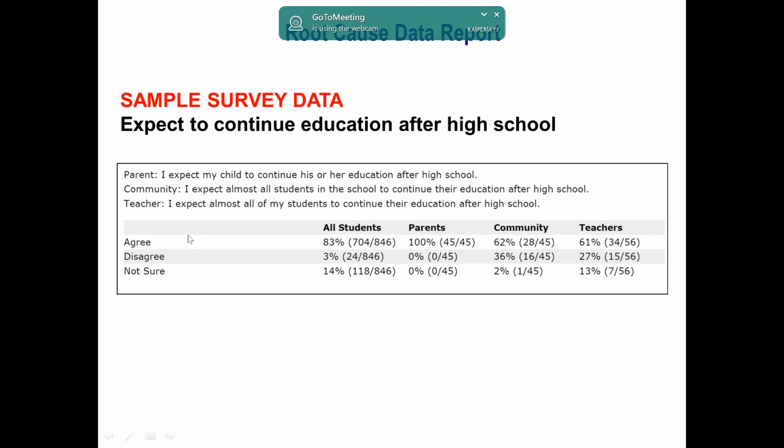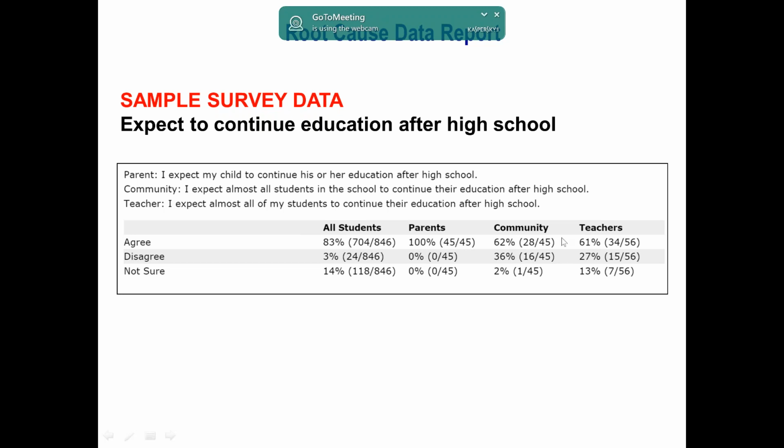And if we look at this, and this is a real school, if we just look at the agree row, 83% of the students agreed with that statement. 100% of the parents that were surveyed said that they expected their child to continue their education. Only 62% of the community and only 61% of the teachers.